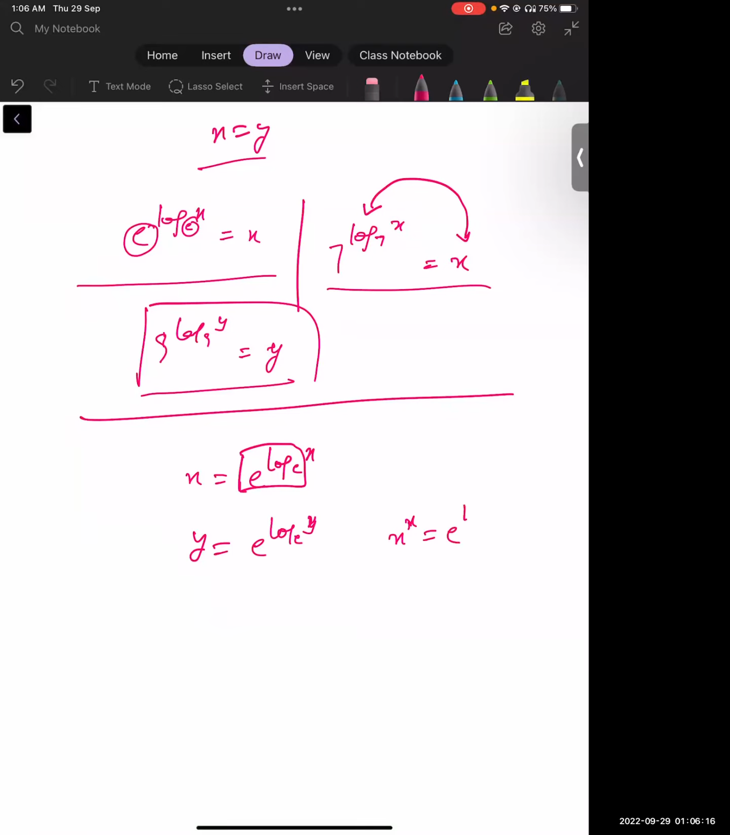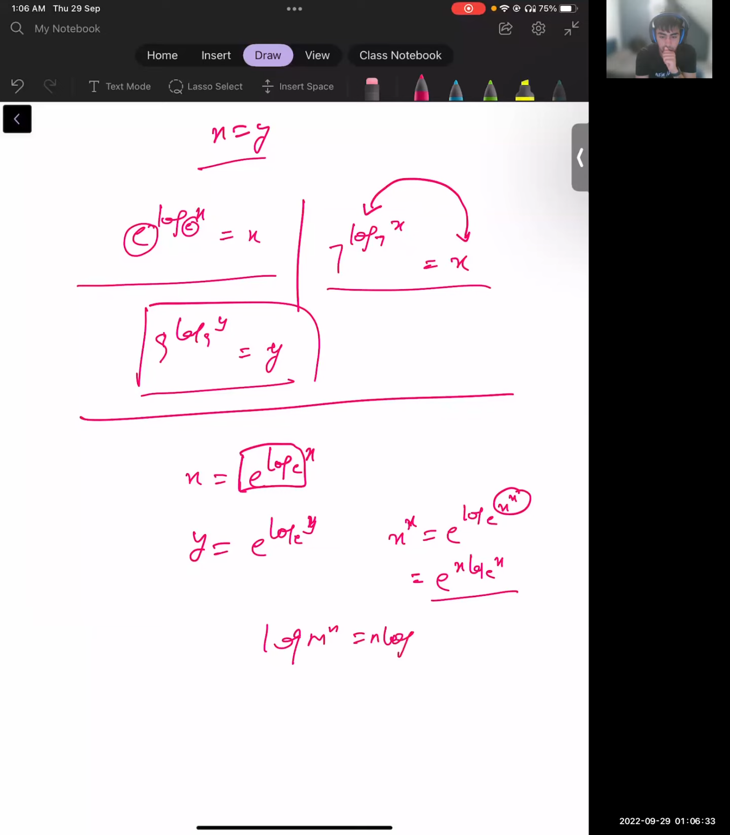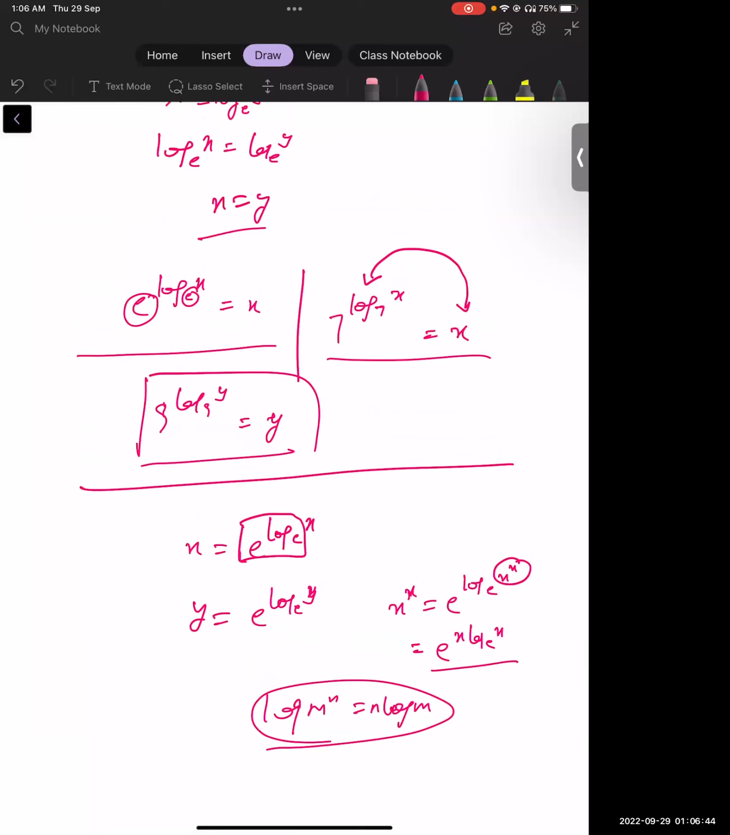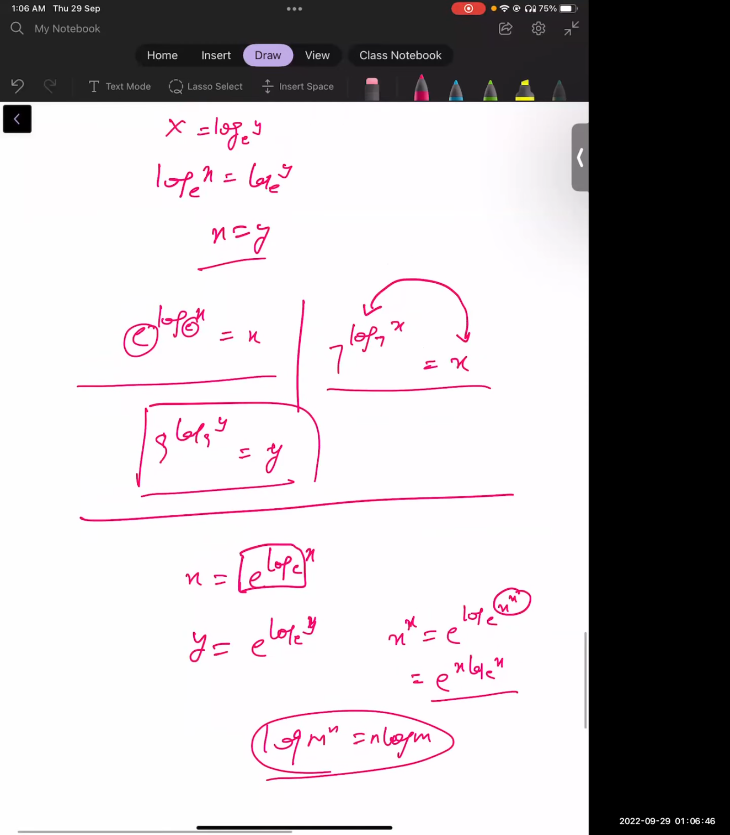Suppose it is e to the power log of x to the power x, to the base e. So I can take the power common, it will be log x to the base e. Now the power can be taken outside, as the property of log m to the power n says. So x will come out and it will be e to the power x log x. Got it? So the property is this. Are you understanding what I'm saying?